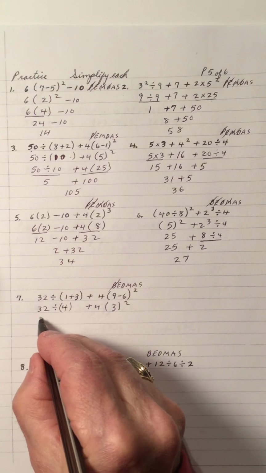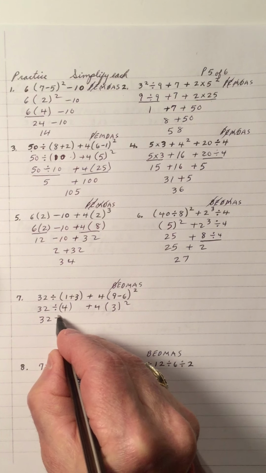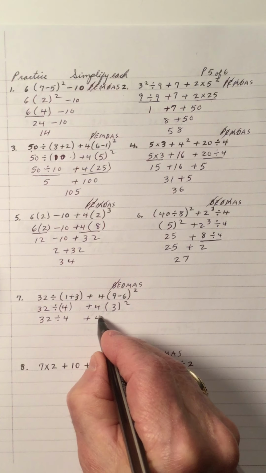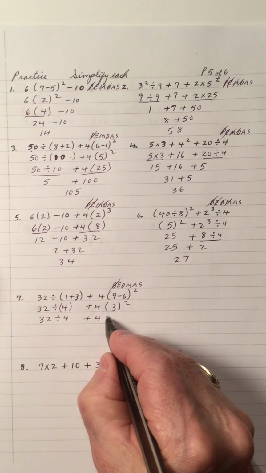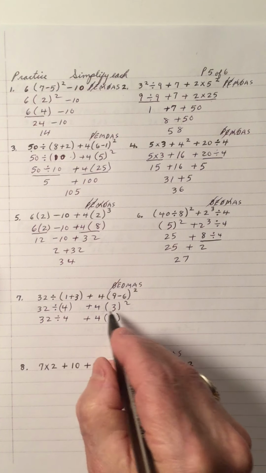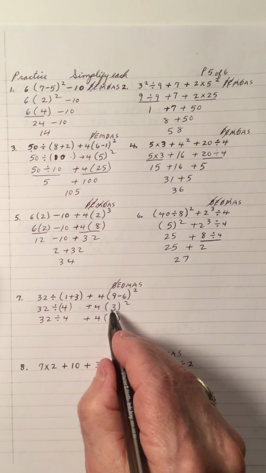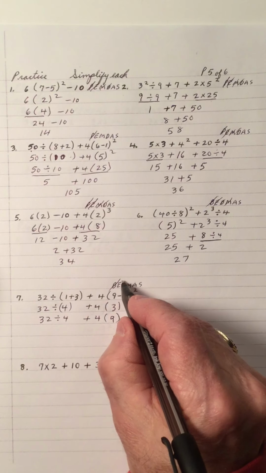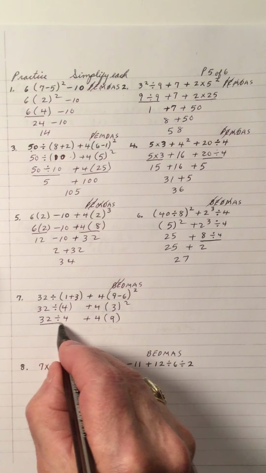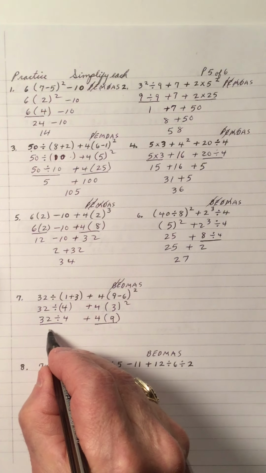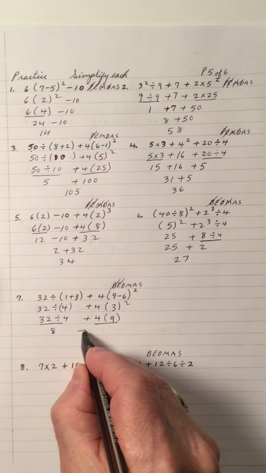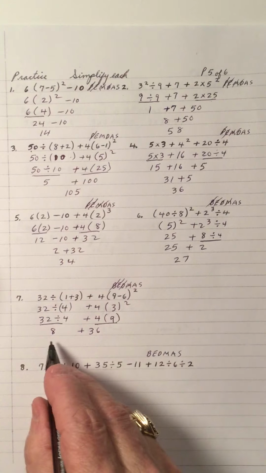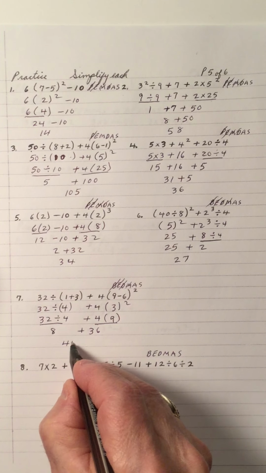Now I have to do my exponents. So 32 divided by 4. I can leave the bracket off if I want. And 3 squared is 9. Notice this is understood to be a multiplication, so I have to square first and multiply after. I do my exponent first. I have a division and a multiplication. 32 divided by 4 is 8. 4 9s is 36. Multiplication, division done. Add last, 44.